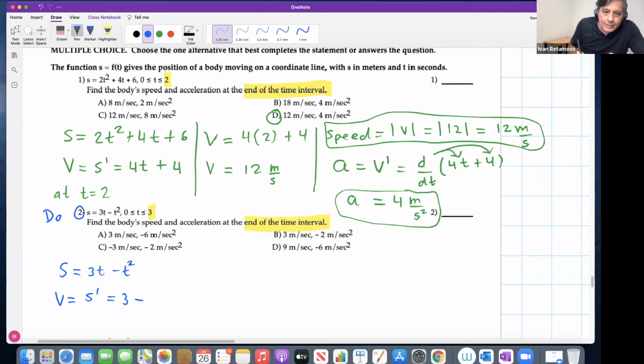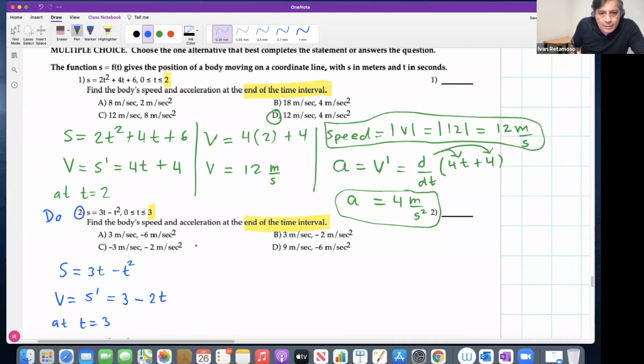Minus here, derivative of this part, 2 comes down, t stays with an exponent 1 less. 2 minus 1 is 1. We don't have to write it. This is the velocity, right? But now they want this velocity, not in general. They want this velocity at t equal 3.